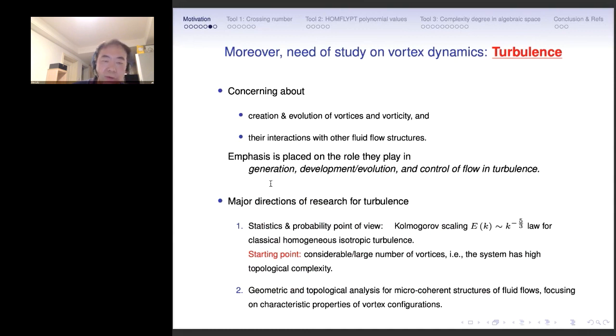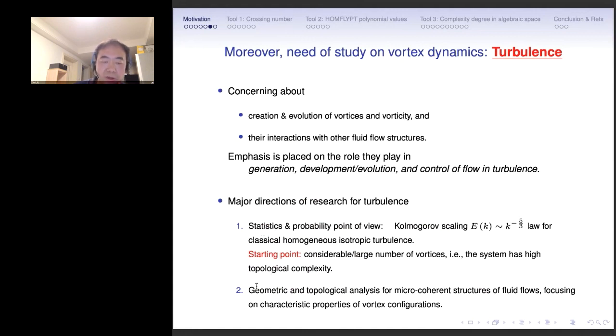Usually, we know very well, in the area of turbulence, there are two major directions of research. The first one is statistics and probability, including Kolmogorov's scaling law, that is E(k) is proportional to k to this power, in classical homogeneous isotropic turbulence. The starting point of the first direction is a large number of vortices. That is why we call that a statistical point of view.